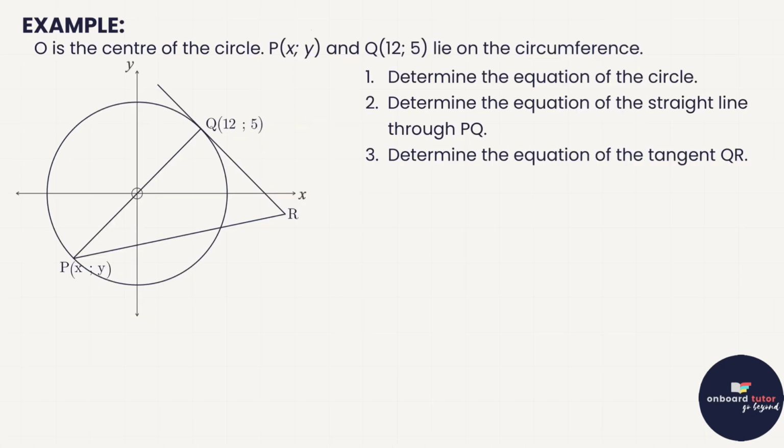Let's take a look at one more example that comes from a past paper. It says here O is the center of the circle. O is also the origin here, just to bear in mind. P (x, y) down there, and Q (12, 5) lie on the circumference. So those 2 points make this a diameter, passing through the center. First question says, determine the equation of the circle.